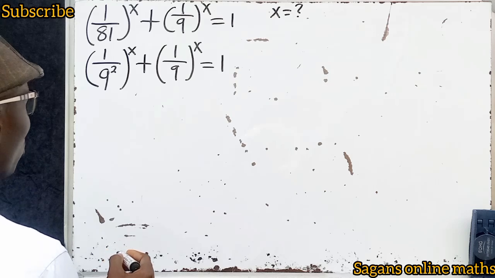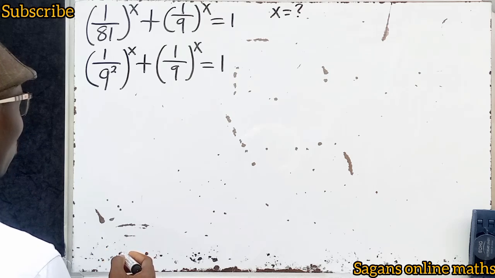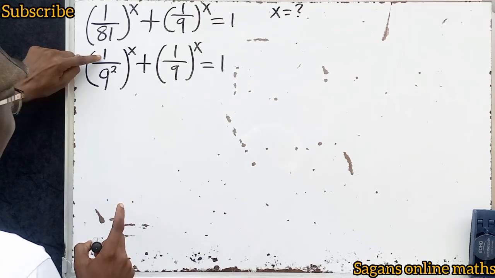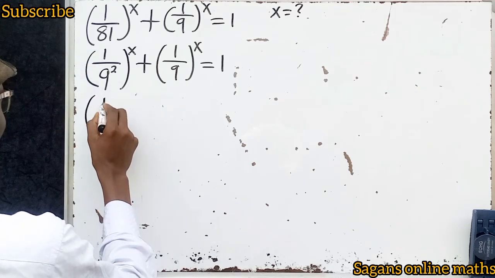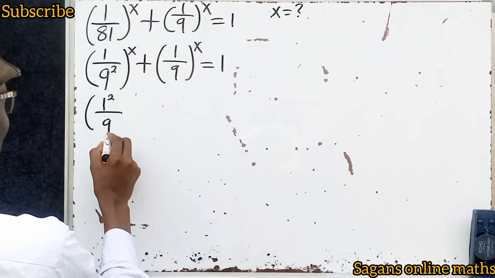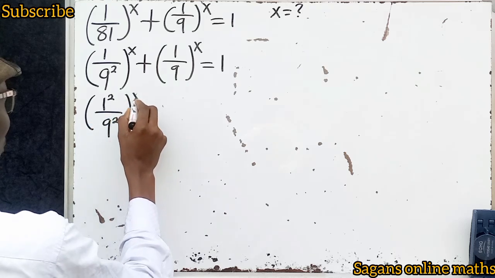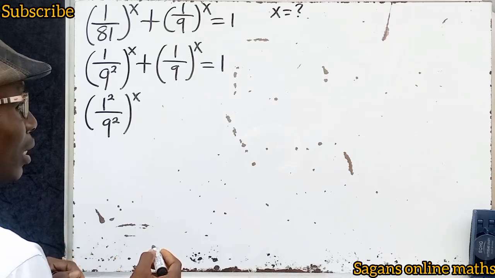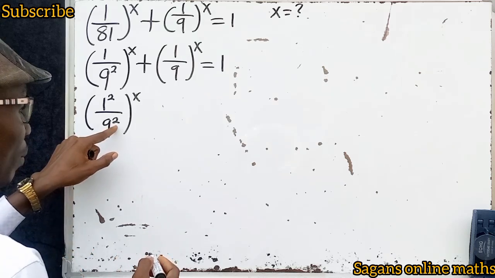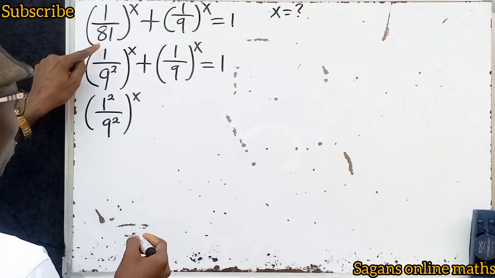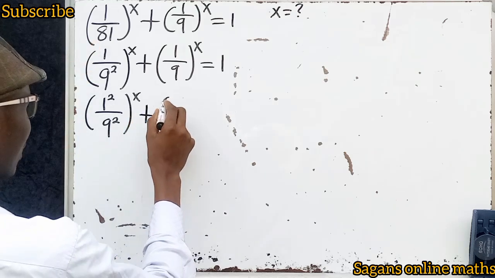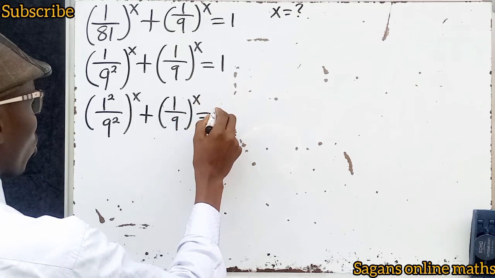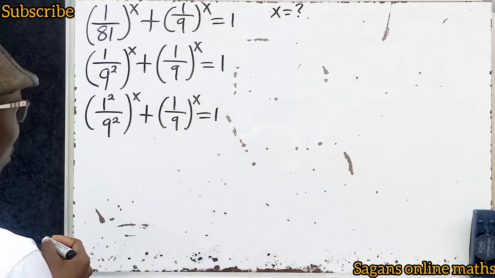So what are we going to do? Do you know that we are not wrong? We are not wrong because we know that 1 times 1 is 1. So we are not wrong if we decide to write this one as (1 squared / 9 to the power of 2) all to the power of x, because 1 squared is still 1, because 1 times 1 is 1. And 9 to the power of 2 simply means 9 times 9, which is 81. Plus (1/9) all to the power of x, all this equals 1. Wow.